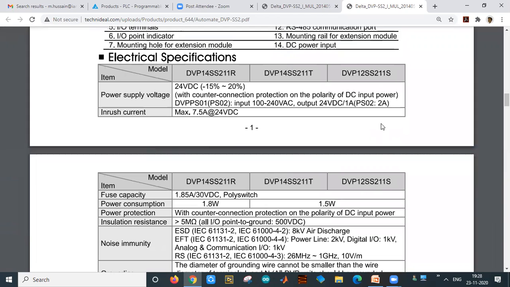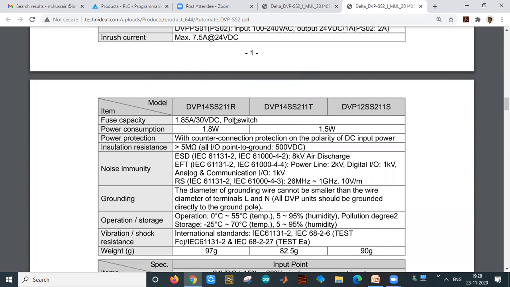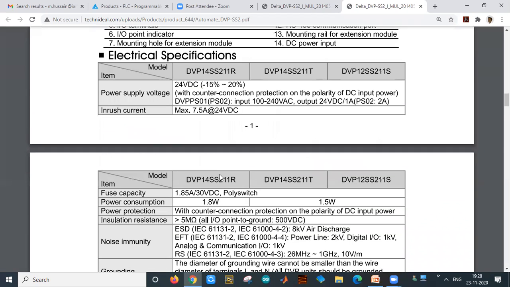Okay, so now if you observe the electrical specification, power supply voltage is 24 volts DC and maximum inrush current is 7.5 amperes, which is at 24 volts DC, and power consumption for this is 1.8 kilowatts, right?